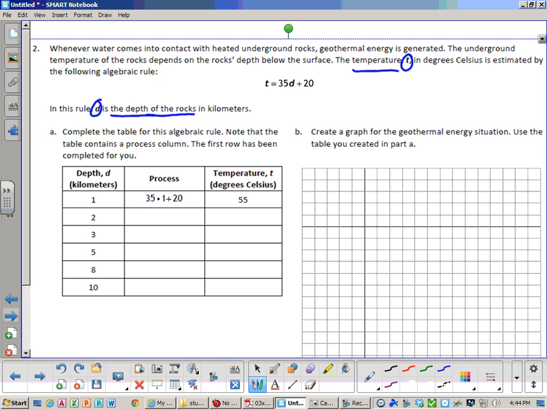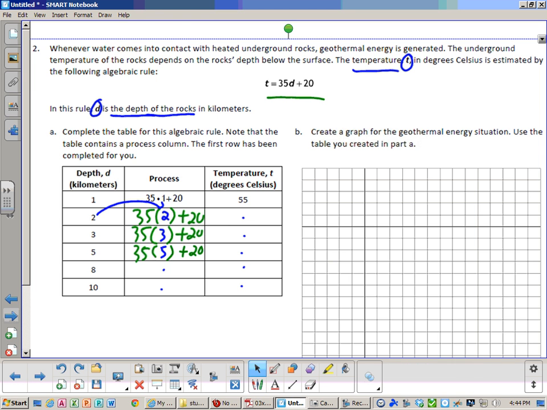Note they already did one. I mean, gosh, this is too easy then. All you gotta do is finish the rule. 35 times what plus 20? Then 35 times what plus 20? Hint, hint, hint. Just grab these numbers and start sticking them over there, you know? And then we do 3, then we do 5, and then keep on doing the rest. What do I get? Really, really easy.